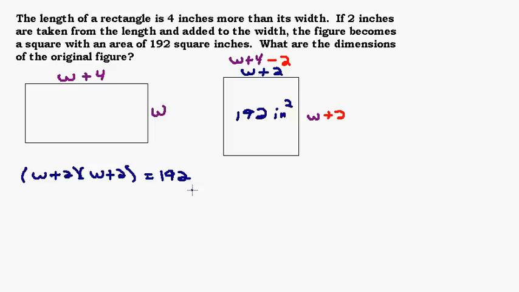Okay, now to solve this equation, it looks like we've got a little work to do. The first thing we're going to have to do is FOIL this out. We're going to have to multiply this W plus 2 times W plus 2. So W times W is W squared. W times 2 is 2W. 2 times W is another 2W, and 2 times 2 is 4. Okay, right now, I've got an equation. How do I solve an equation? Well, if it's just got W's in it, or X's, I can get the variables on one side, and the numbers on the other.